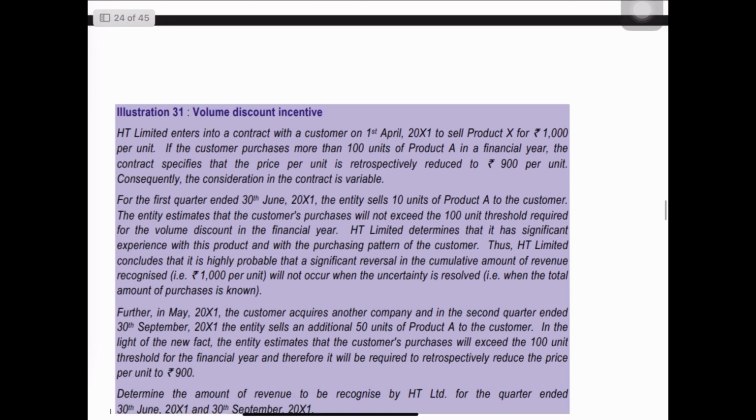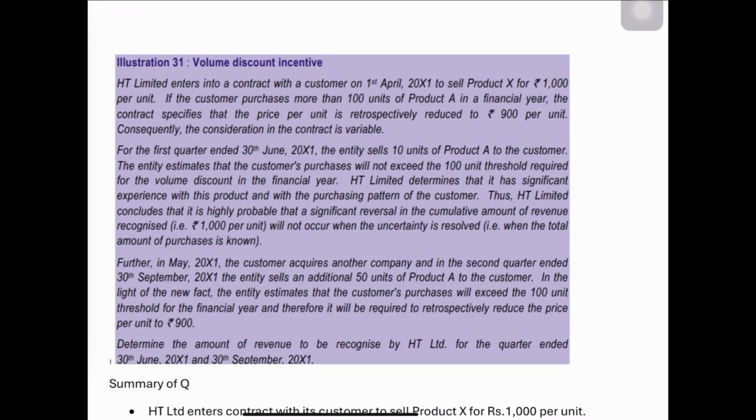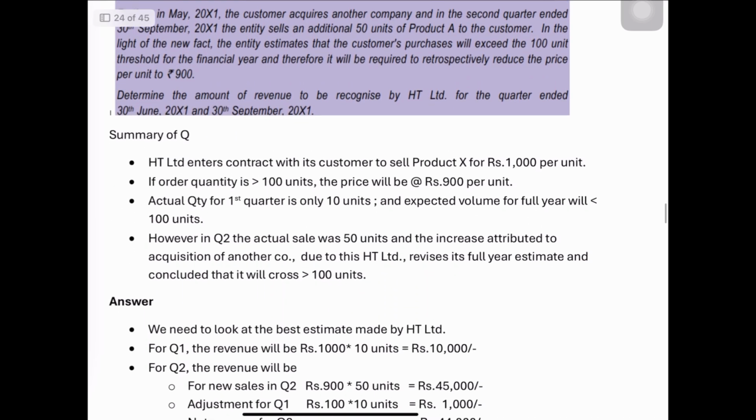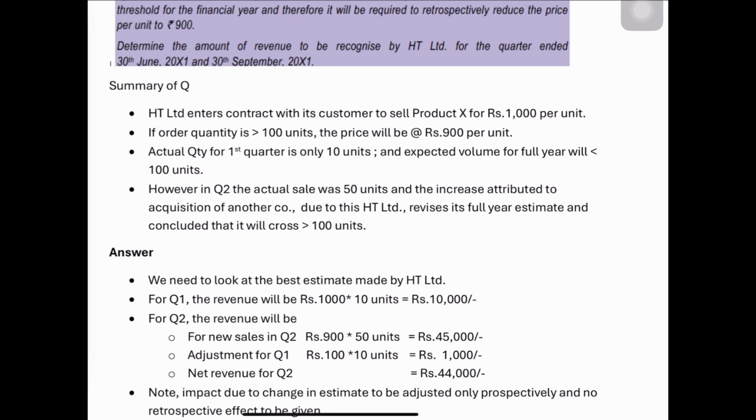Okay, we'll move to the next example. Please take time to read this illustration 31. In this illustration, HT Limited enters into a contract with its customer to sell product X for rupees 1000 per unit. If the order quantity is more than 100 units, the price will be reduced to 900 per unit. So if the order quantity is less than 100, the price is 1000. If the order quantity is more than 100, the price will be reduced to 900 per unit.